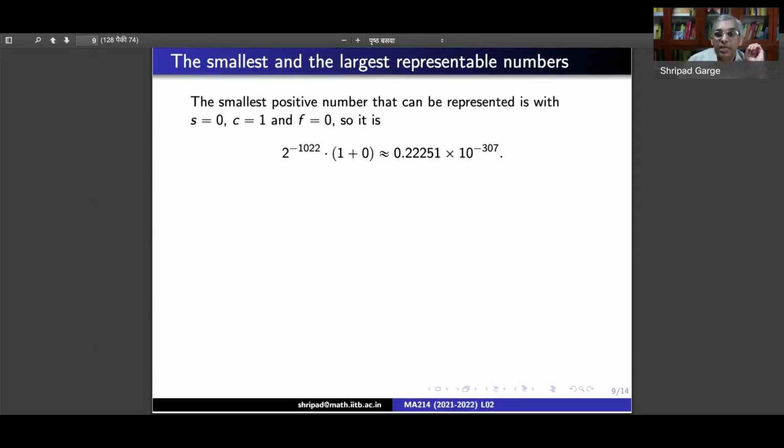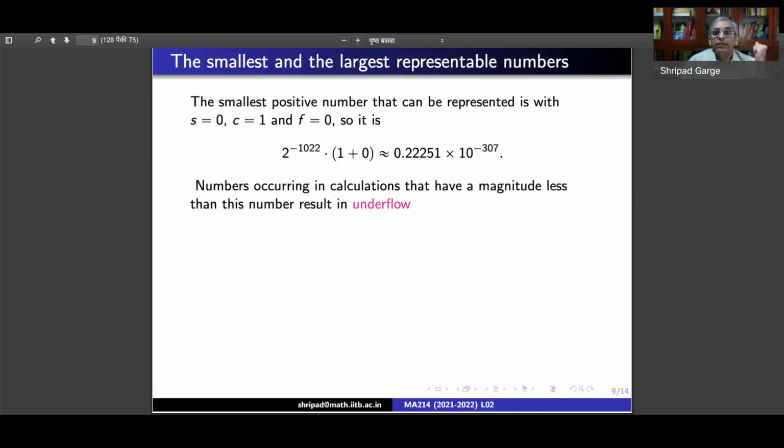So it's that small number that can be written down using our machines. So our machines are indeed very powerful. We said that their capacity is finite, but it's a huge capacity. And so any other number which is smaller than this, so numbers which will occur in our calculation but will have magnitude less than this number, result in what is called an underflow, and they will then be set to 0. So numbers which, for instance, have s equal to 0, c equal to 0, and f equal to 0, that number will be 0.